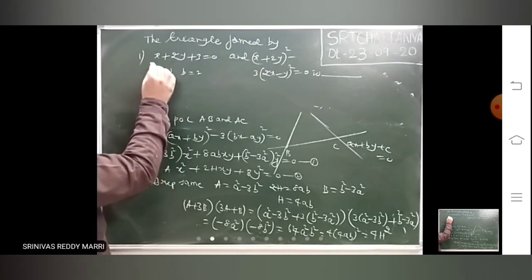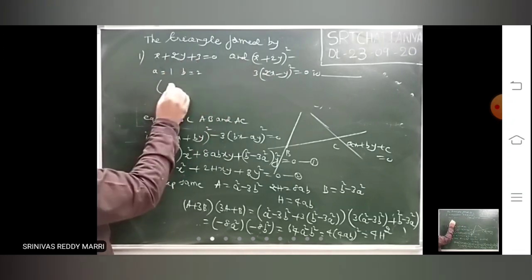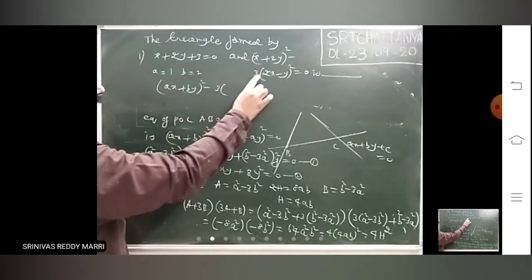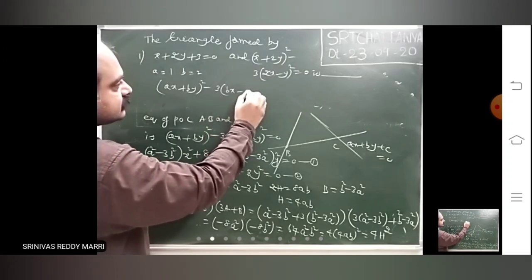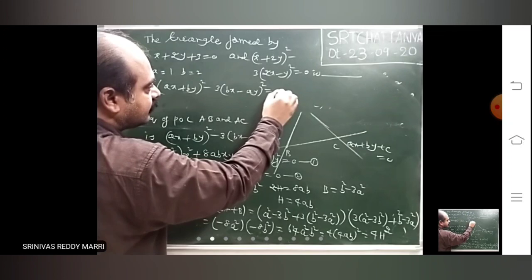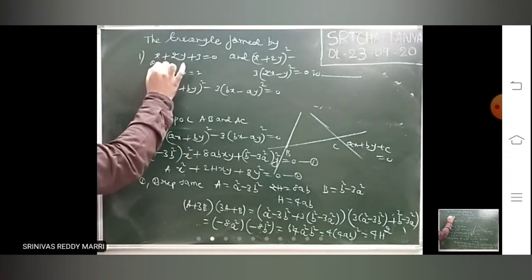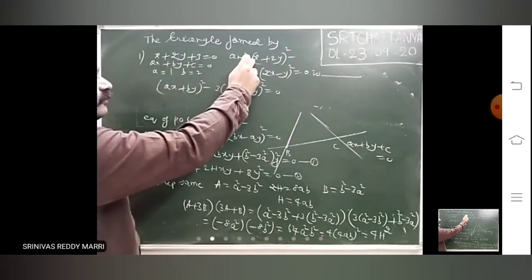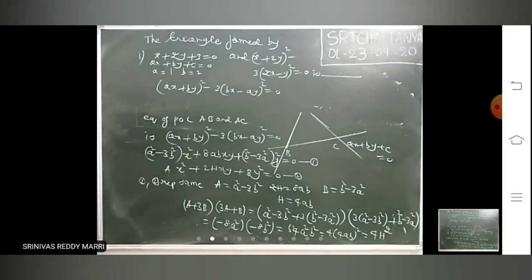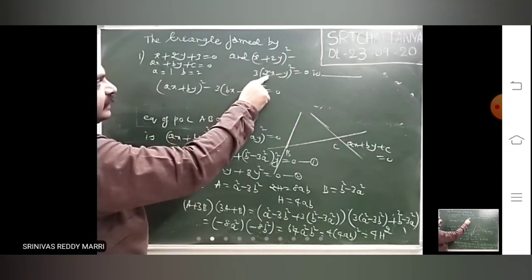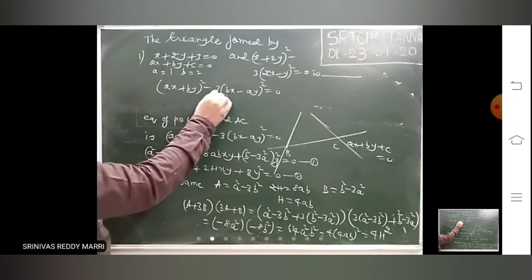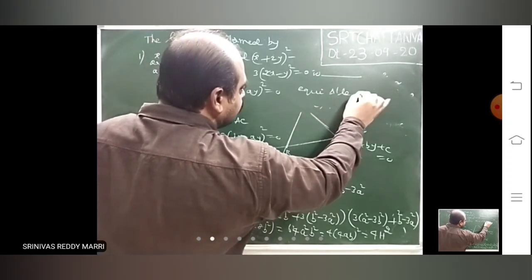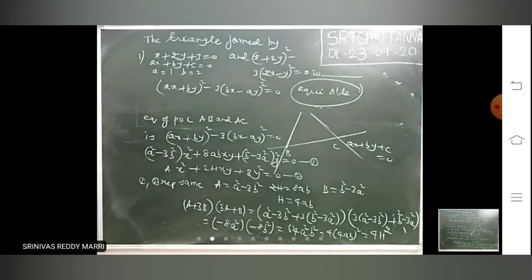If this is ax plus by plus c, there that is nothing but (ax + by) whole square minus 3 into this is (bx minus ay) whole square, like this it is there, right? So take this like this, (ax + by + c) whole square. Before a is there, (ax + by) whole square minus 3 into (bx minus ay) whole square. Now this is 3, that means equilateral triangle.